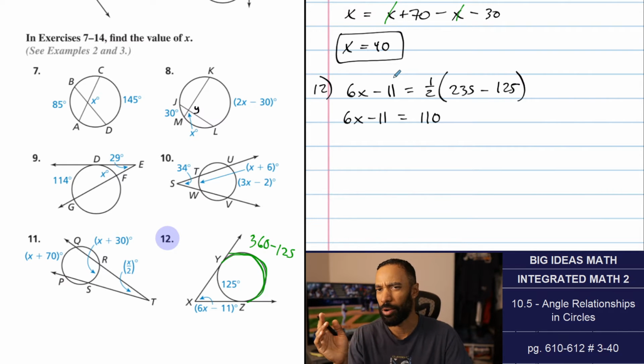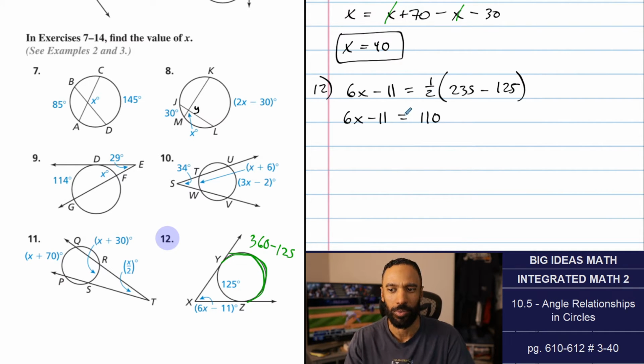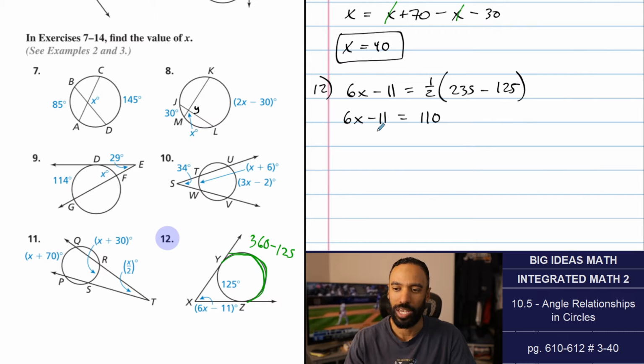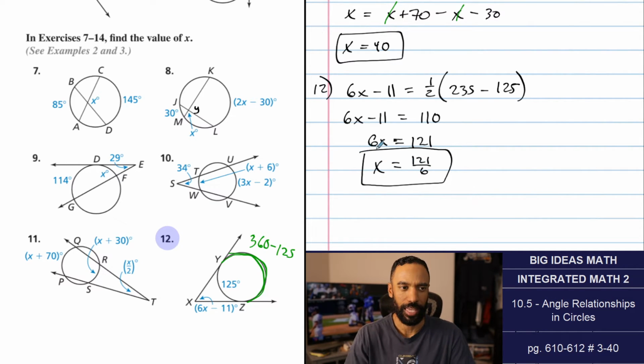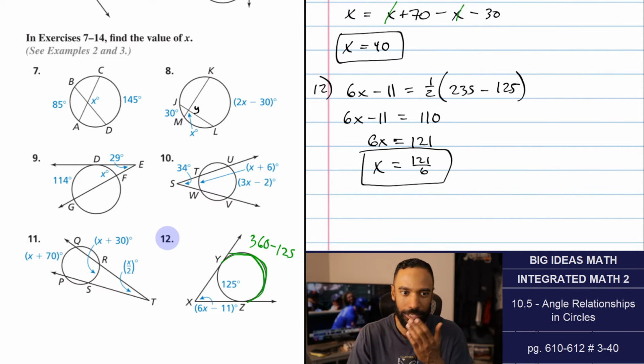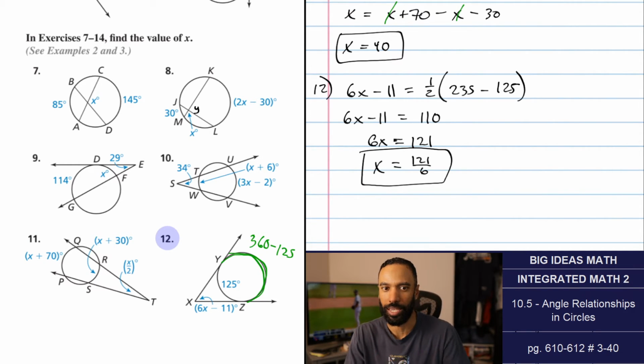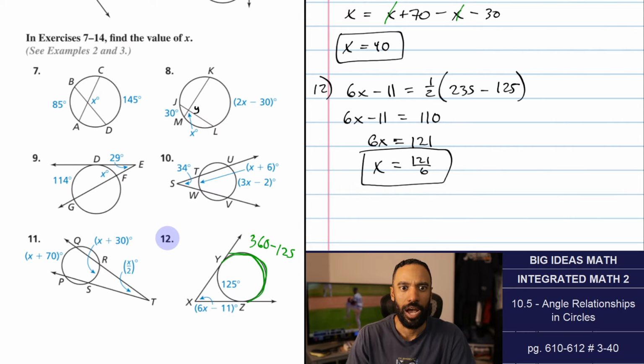I had more that I wanted to say on it. I forgot what I wanted to say, but we're good from here. Let's keep going. Let's add 11 to both sides. That's 121. And then divide both sides by 6. And we get x equals 121 over 6. I don't think that reduces, so I'm just going to leave it like that. I thought that I'd just have all integer answers, but at this point, I guess that is what it is. Let me think on that one.